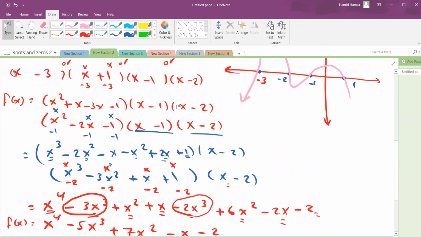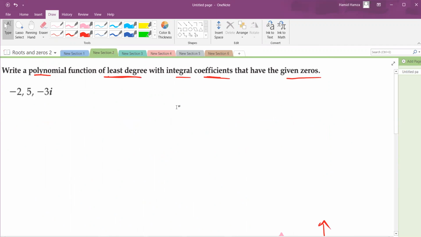No, Mr. It depends on how good you are in multiplication and expanding brackets.